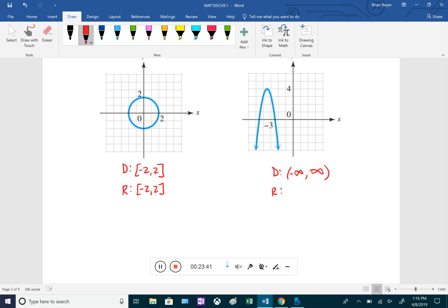And then for the range, bottom to top. So these arrows down here mean it's starting from -infinity. And it's going right up here, which is a y value of 4. It's cutting through it, so we put a bracket on it. Okay, so that is it for this section.